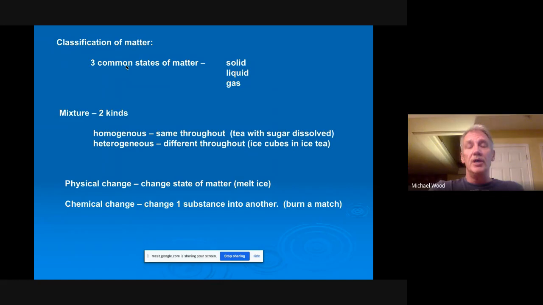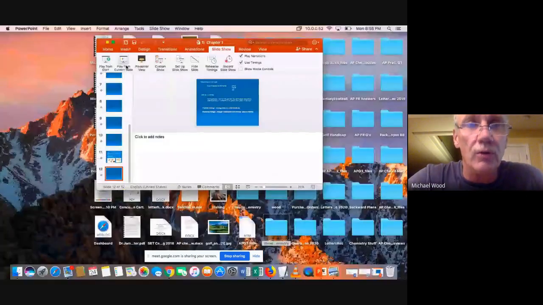A chemical change is a change where one substance turns into another, and this is a chemical reaction. So in a chemical change, something new is produced. Burning, cooking, rusting, these are always a chemical change. A chemical change is accompanied by a color change, a change in temperature, a change in state. Okay, so that concludes chapter 1, all review.